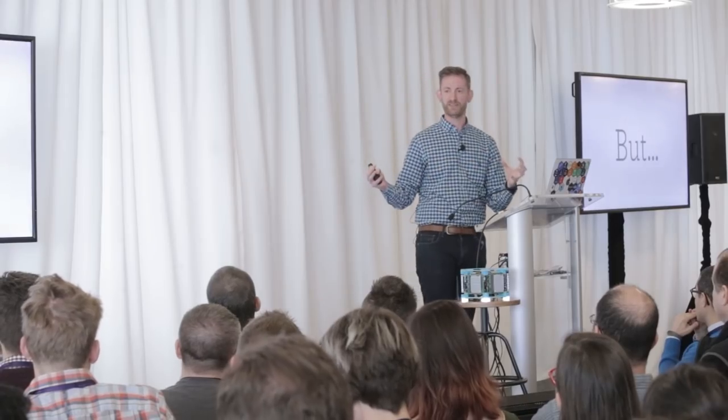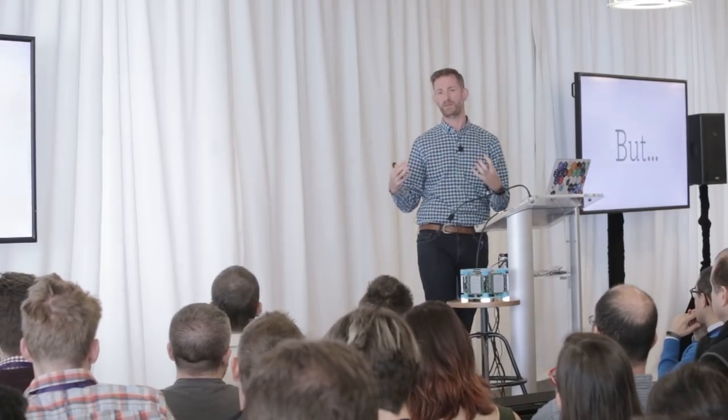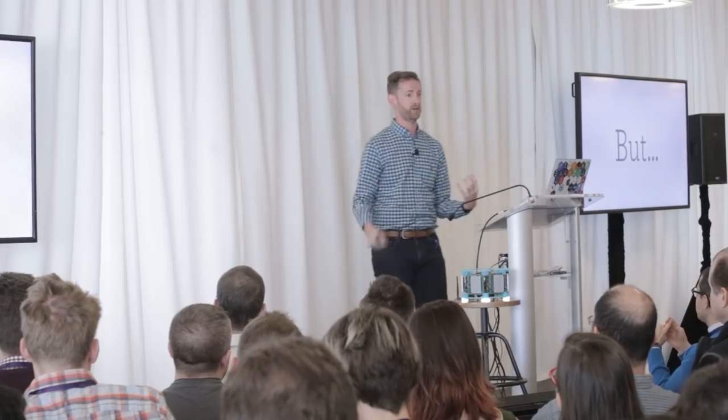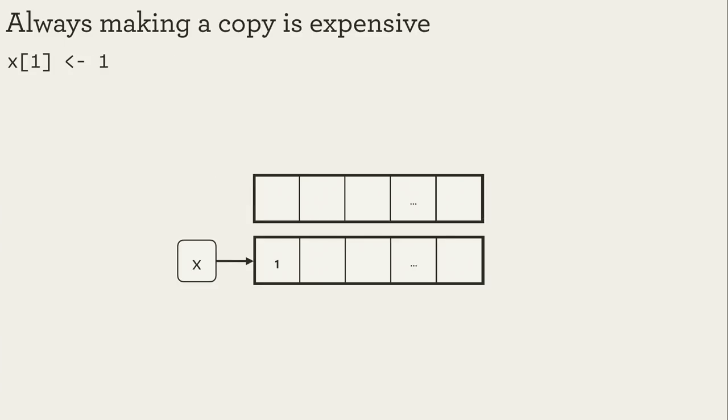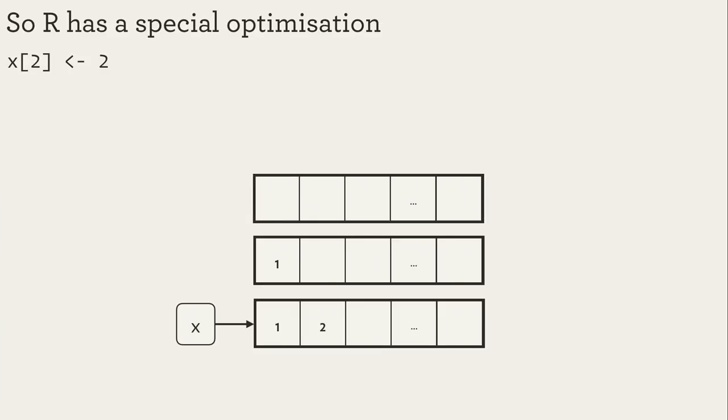But there's one exception to this rule, because if every time you modified an object in R it created a copy, R would be incredibly slow. R is not a fast language as it is. But if it had to create a new vector copy every single time you modify something, it would be astronomically slow. So if you had a vector like this and you modified it and you modified it again, you'd end up with three copies of that vector.